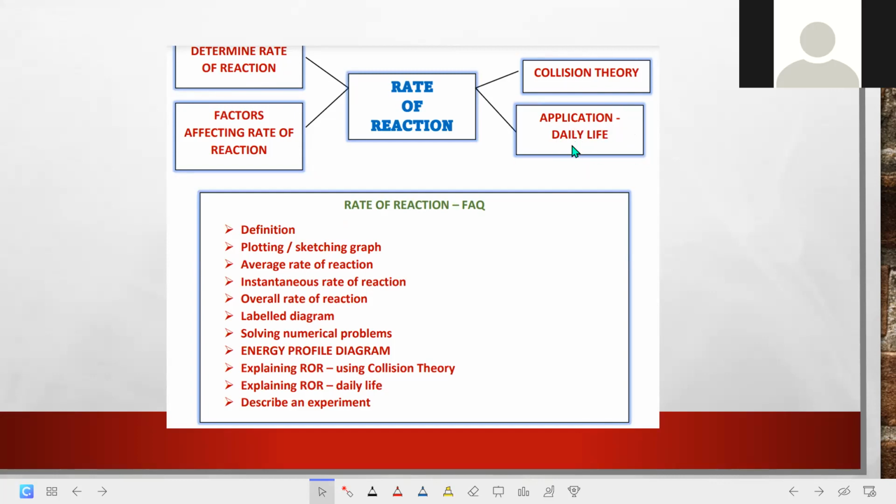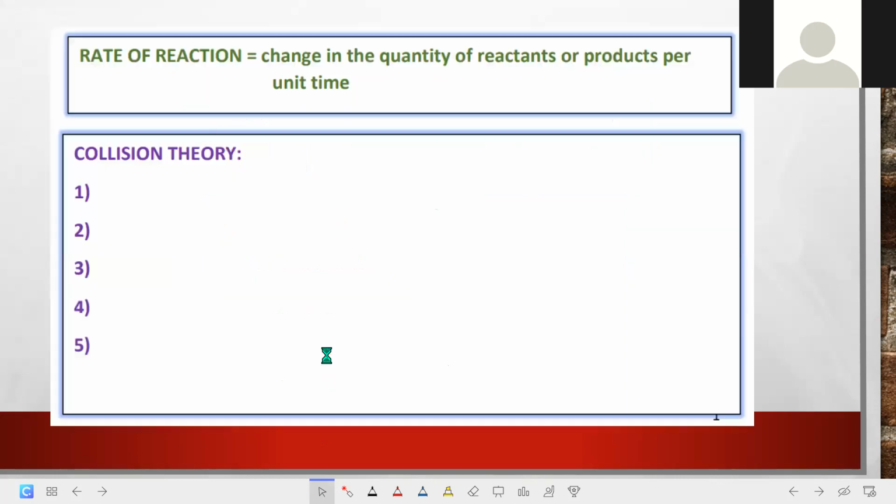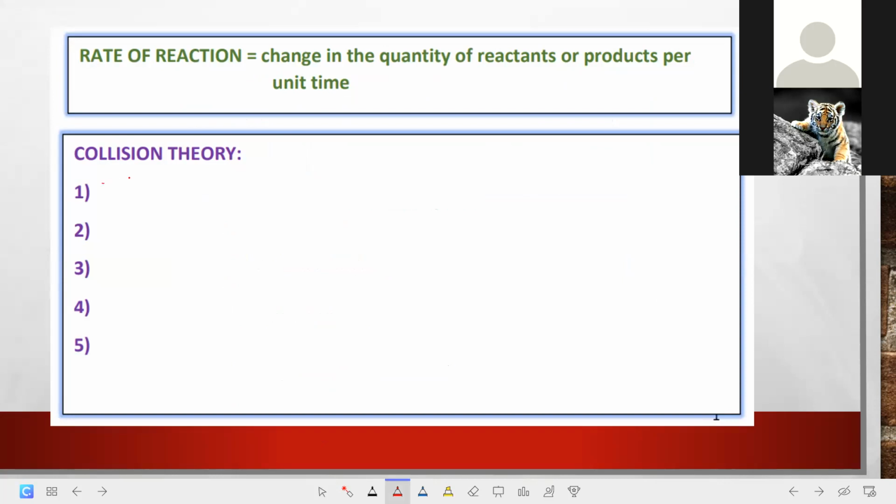Okay, so this one usually is the KBAT, the application. But the rest, all these that you see here, you must know, whether it's 1 mark, 2 marks, 3 marks, 4 marks, 5 marks. So just to make sure your brains are working currently, give me the 5 factors that you know for collision theory. Temperature. Okay, good. Size. Concentration. Pressure. And the last one, presence of catalyst.